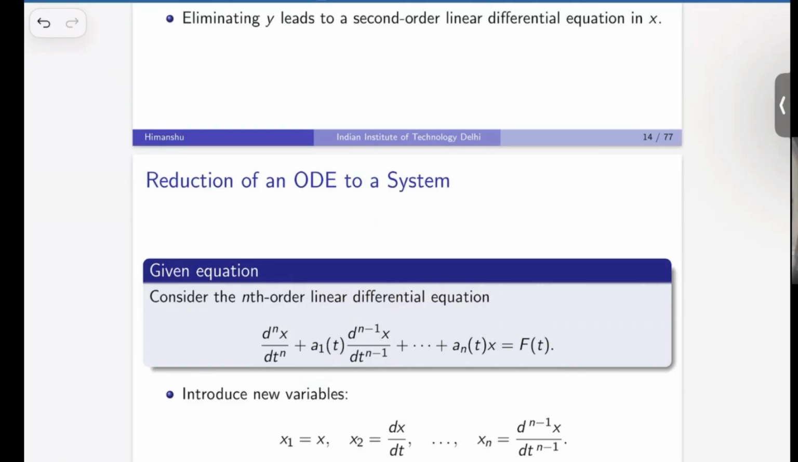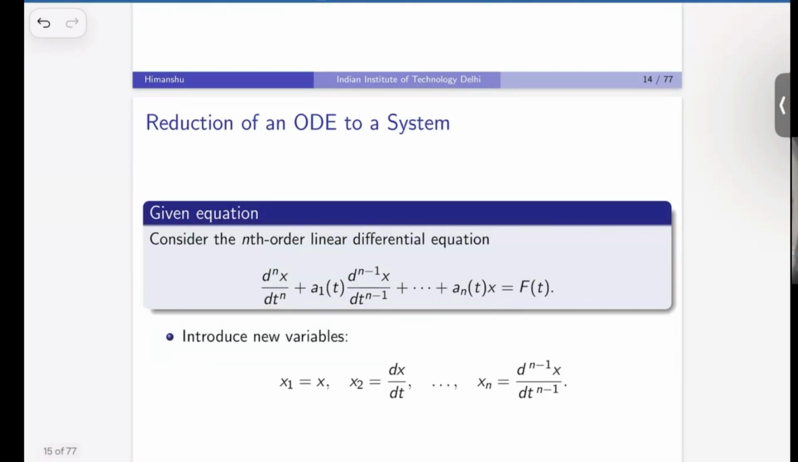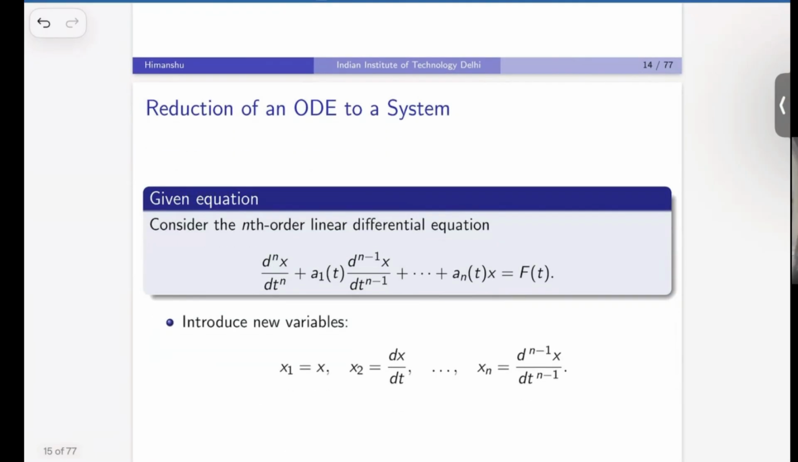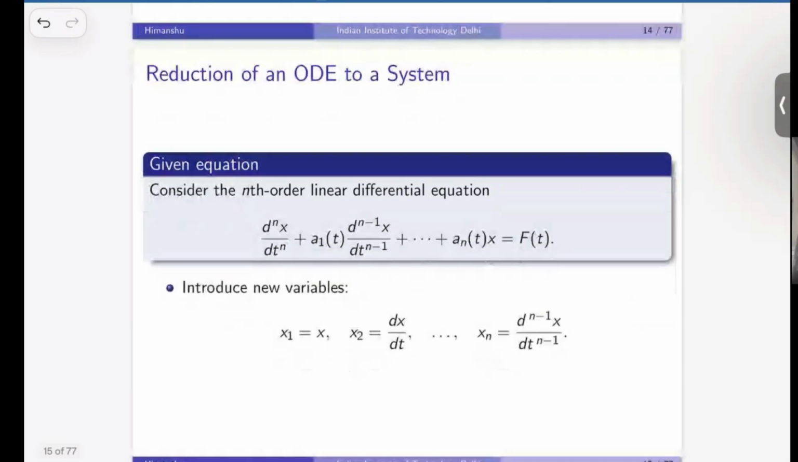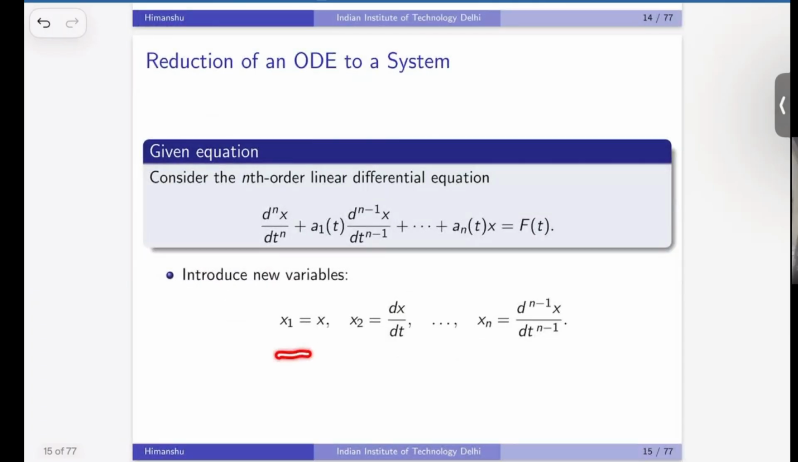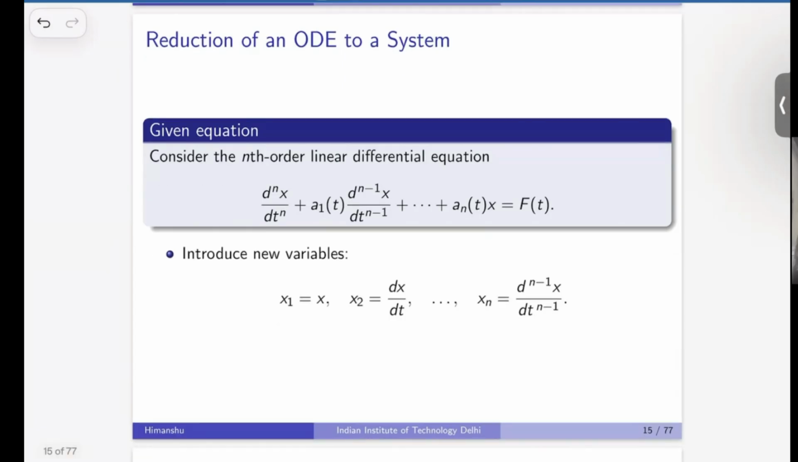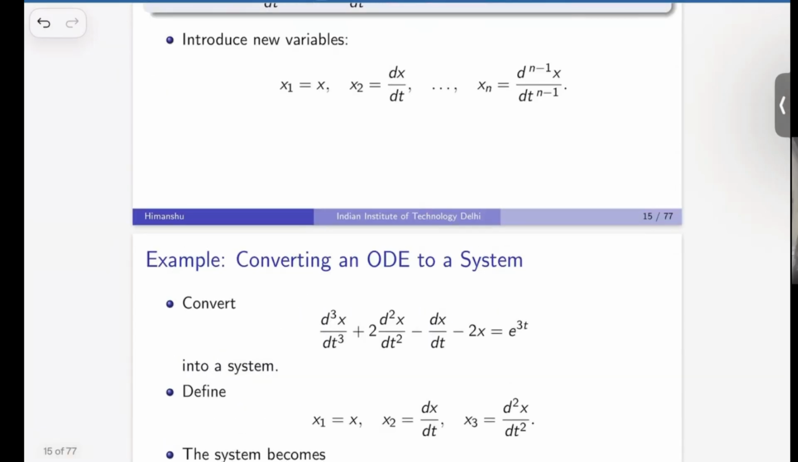Now, vice versa, how can we do that? Let's say we have our nth order linear differential equation. We introduce new variables of the form x1 equals x, x2 equals dx by dt, and xn equals d raised to n minus 1 x over dt raised to the power n minus 1. So this is the n minus 1th order derivative. Now how will we convert that?